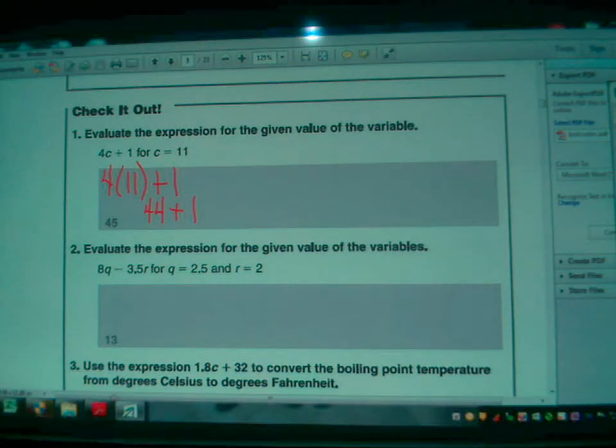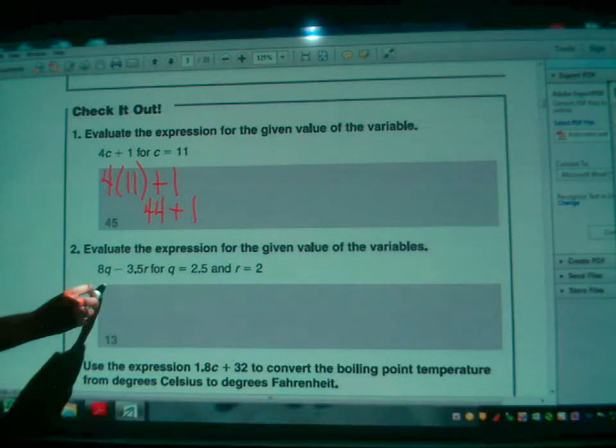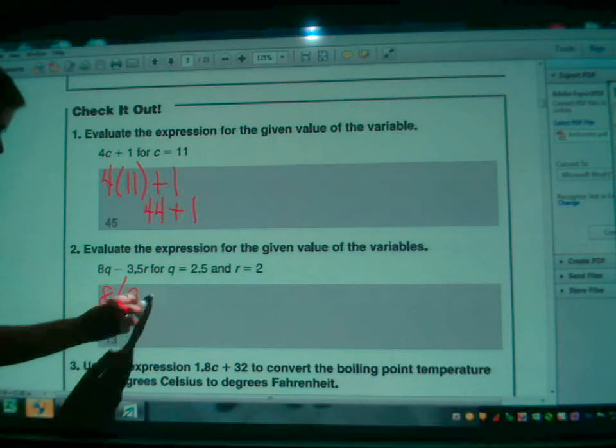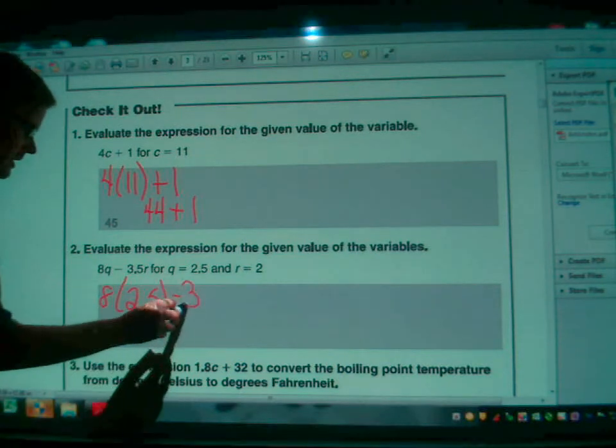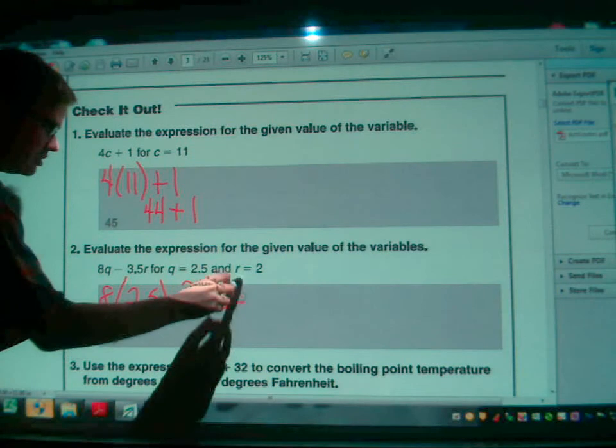Now, number 2 is much of the same, but again, just like we saw in the earlier progression in examples 1 and 2, they went from just one variable to 2 variables. So really not any more complicated, just maybe a little bit more in terms of the number of steps we have to do. So we've got 8q minus 3.5 times r, and they want q to equal 2.5 and r to equal 2. So again, we're going to take those values that they've given us and plug them in for q and r. So it's going to say now 8 times 2.5 minus 3.5 times 2.